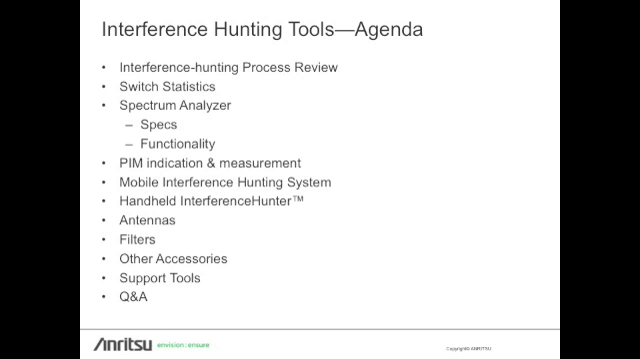And then we'll go through the different steps and what tools are optimal for each of those steps, starting with switch statistics. We'll talk a lot about Spectrum Analyzers. That's really the key tool for this task, both specs and functionality. A little bit about PIM, passive intermodulation, both seeing indications of that as well as making accurate measurements of it. We'll talk about interference hunting with vehicles with our mobile interference hunting system, as well as on foot with the handheld interference hunter. And then a bunch of accessories, antennas, filters, other accessories, support tools like this webinar, as well as other documents. And we'll spend about 20 minutes or so on Q&A at the end.